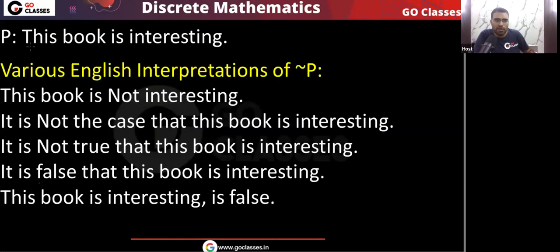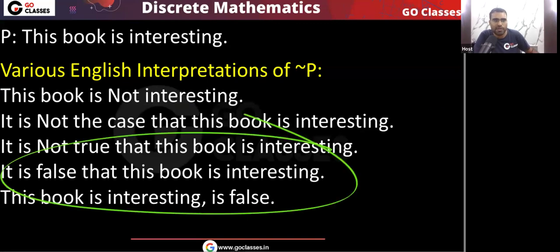Okay, now read this. This book is interesting. This is our statement p. Then what are different English interpretations of negation p? Okay, we have already seen these two: the book is not interesting. We have also seen it is not the case that book is interesting. So these two we have already seen, but there are other English interpretations also.